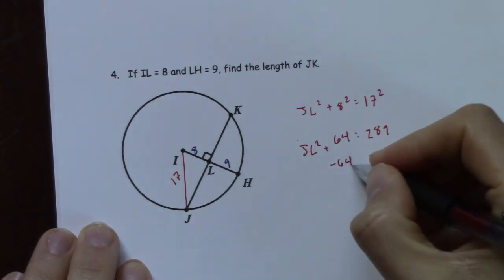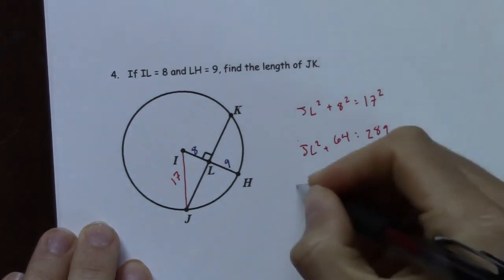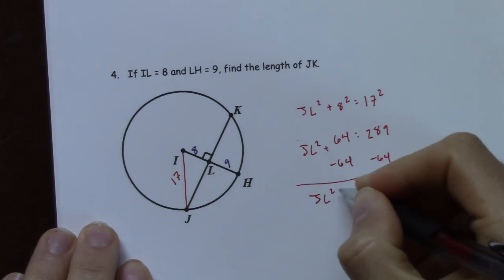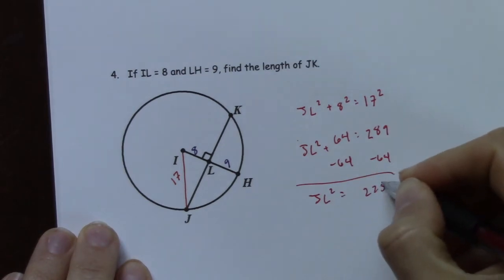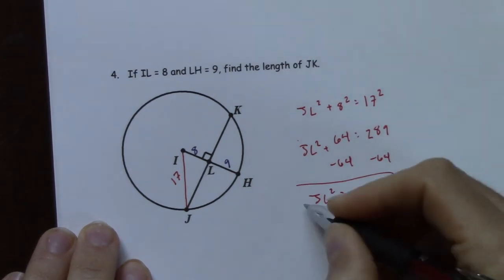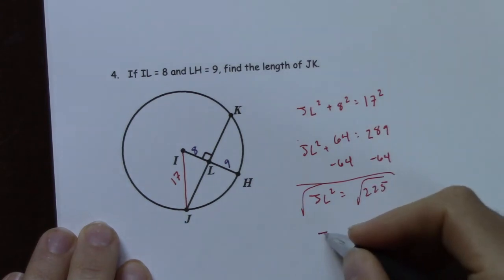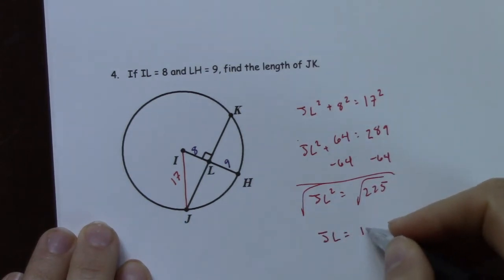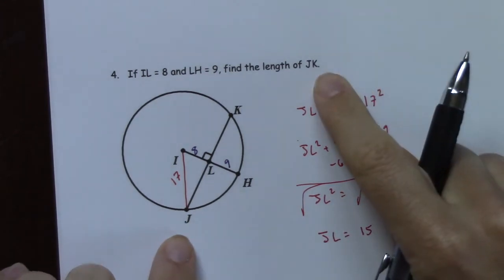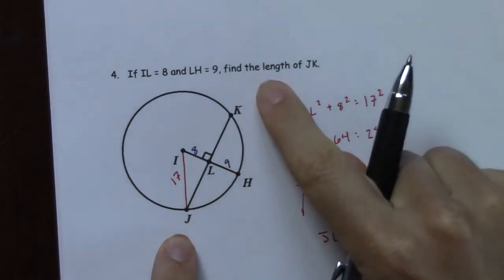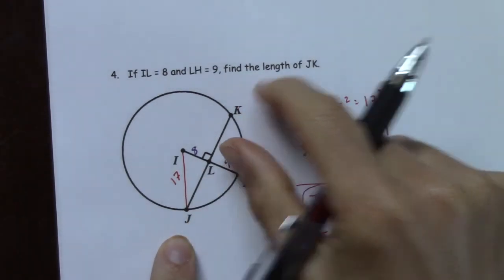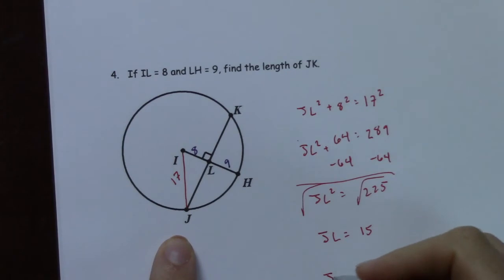Subtract your 64 from both sides. You get that JL squared is 225. So if you take the square root, we get that JL is 15. But be careful, because they ask us for J to K. So to get that entire chord, we just have to double it. And so we get that JK is equal to 30.